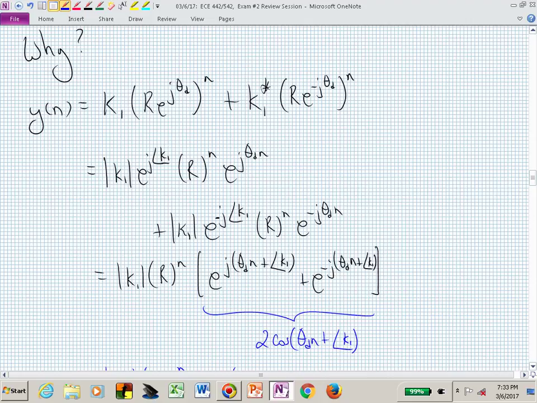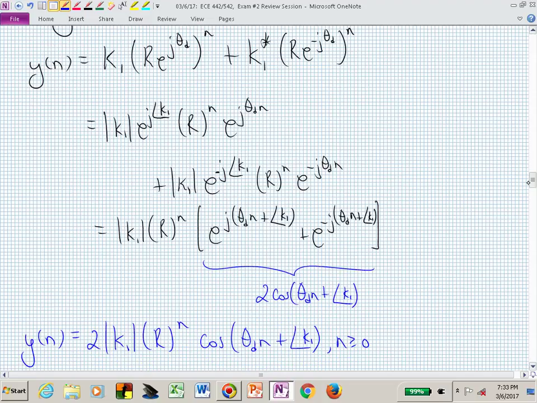You should probably go through this a time or two so that you feel comfortable with this, but now do you see where that formula came from? The 2 pops out front. I have 2 times the absolute value or the magnitude of my complex number, K1, the radius of my pole raised to the nth power, so that's now just getting incremented as we sequence through in time, as n goes from 1 to 2 to 3, cosine of theta sub dn plus this offset of an angle k sub n, or k sub 1. Questions on that?